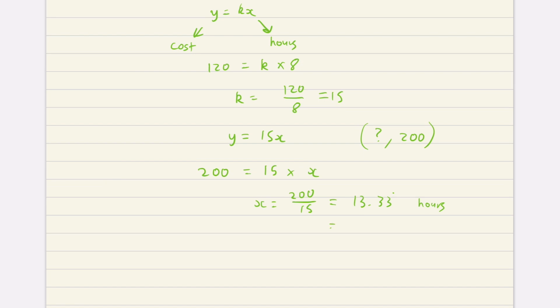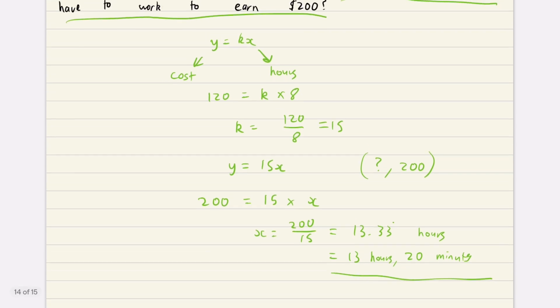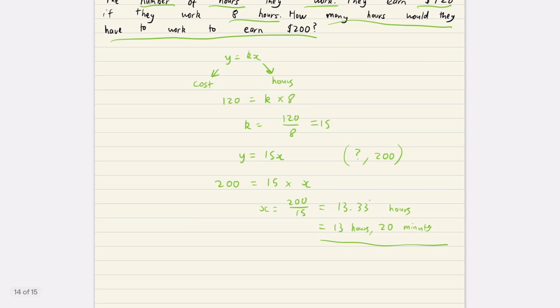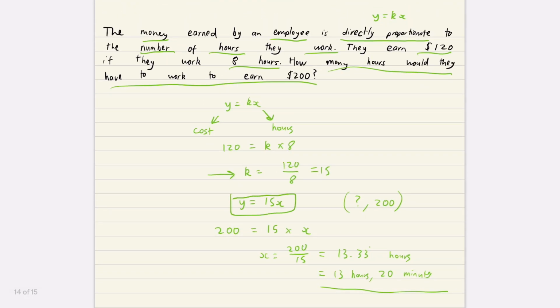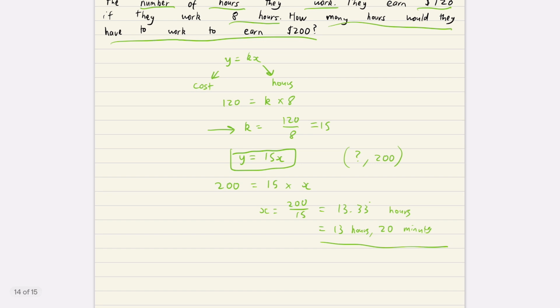And if you convert that to hours, minutes, seconds, you'll get 13 hours and 20 minutes, because 13.3 recurring is the same as 13 and a third, and 1/3 of an hour is 20 minutes. So you're going to get 13 hours and 20 minutes. That is the amount of time that they need to work in order to earn $200. So just recap, we did 2 steps there. We first found k to rewrite our equation fully, which was y equals 15x. And then they gave us a point and we had to find the x coordinate of that point, which we now can because we've got k.